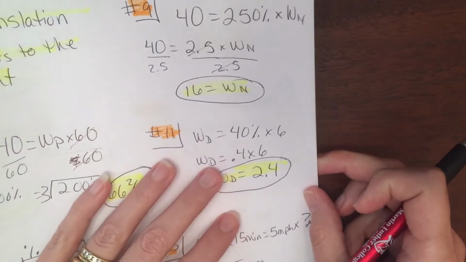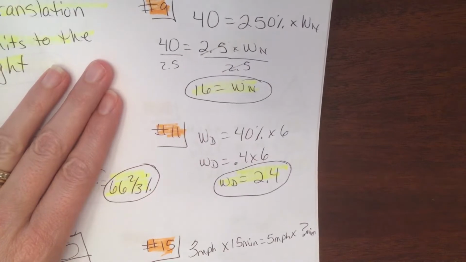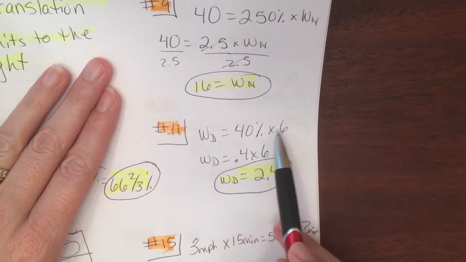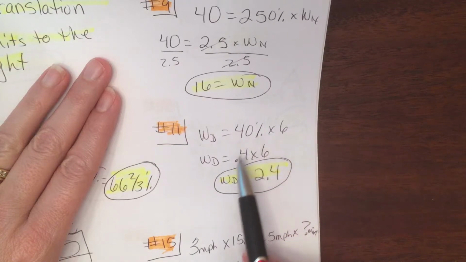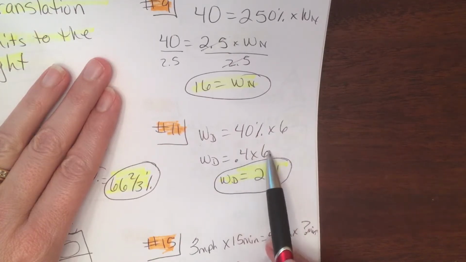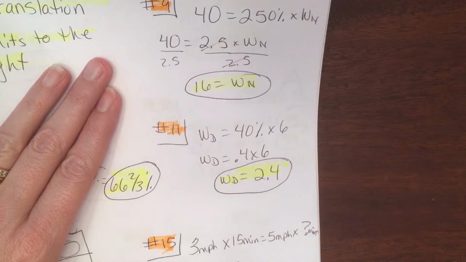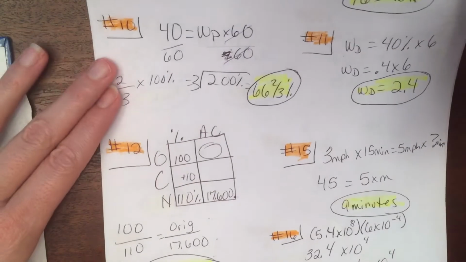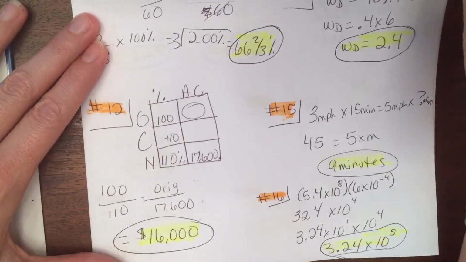Number 11 asks for a decimal number. What decimal number is 40% of 6? I changed my 40% to 0.4. 0.4 times 6 is 2.4. That is our what decimal? 2 4/10.